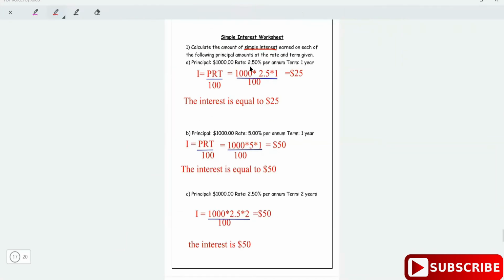Right here, the rate was 2.5. And then when we double the rate to 5%, what happened? The interest went from 25 to 50. So when the rate is doubled, as we can see right here, the interest is doubled if you keep the principal and the time the same. Easy, that's all we're saying.